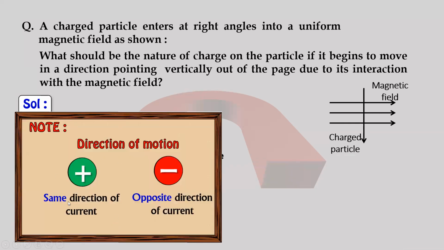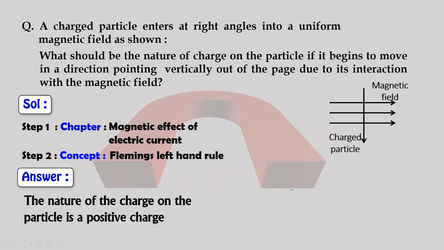Please remember this point over here. Motion and current direction the same, positive. Motion and current direction opposite, it is negative. So that's how it can be.